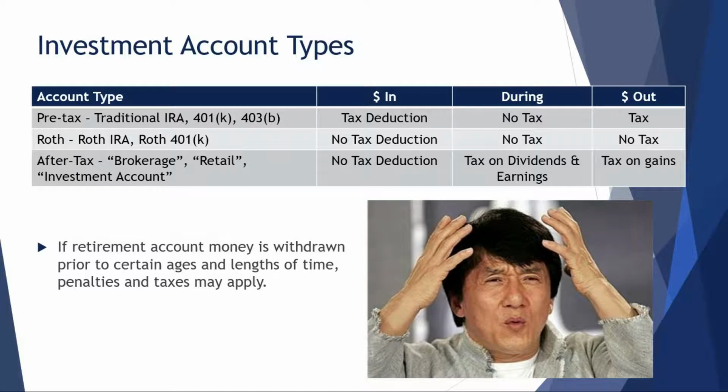So investment account types. First of all, you see our boy Jackie there. He probably knows 5 million different karate moves, and look at him. He's confused. This is confusing stuff.